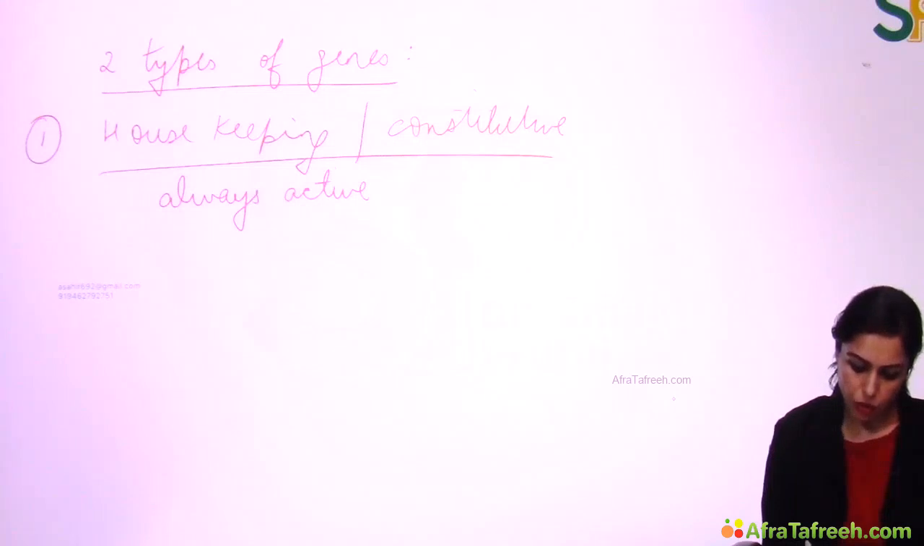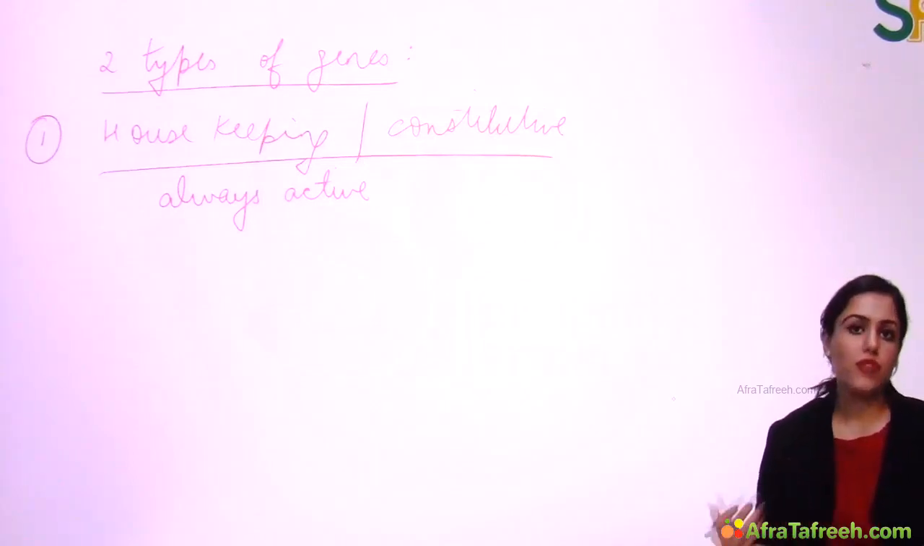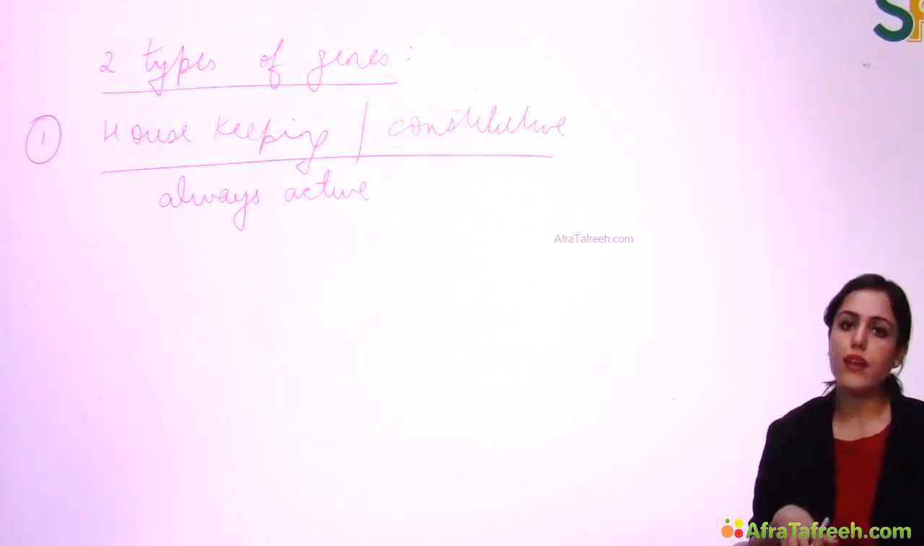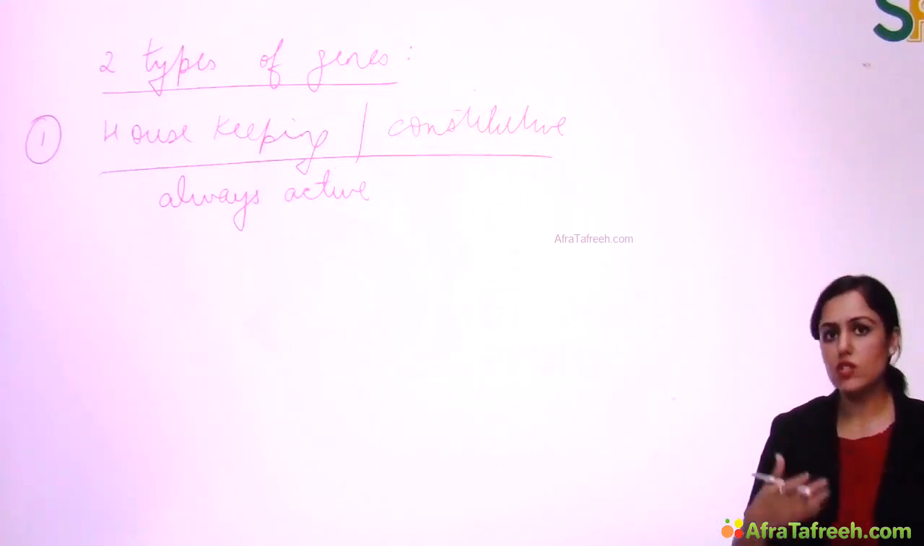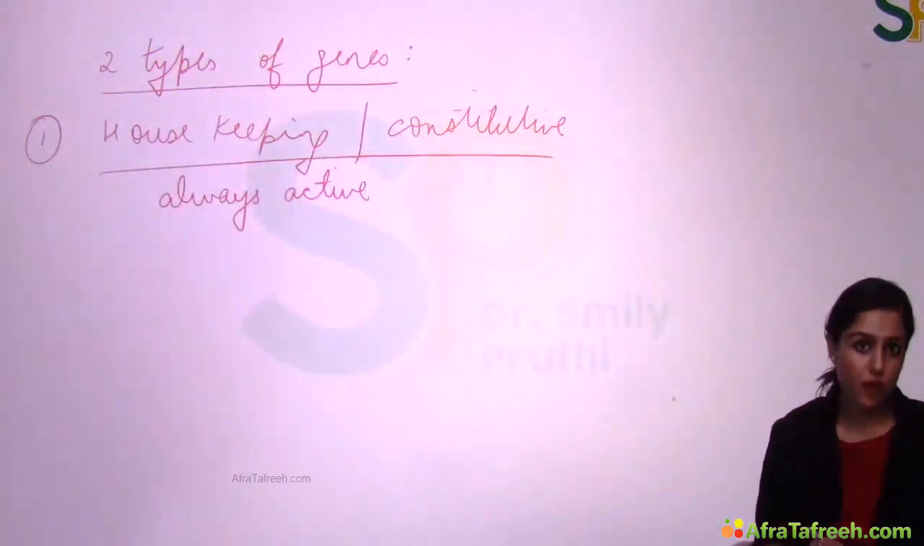Housekeeping means always active. These genes are for those enzymes which are always required in a cell. For example, enzymes of TCA cycle are always required. So I can say that the genes for making the enzymes of TCA cycle, they all are housekeeping genes, because TCA cycle is a vital cycle. So all the enzymes should always be present in the cell at any point of time, right?